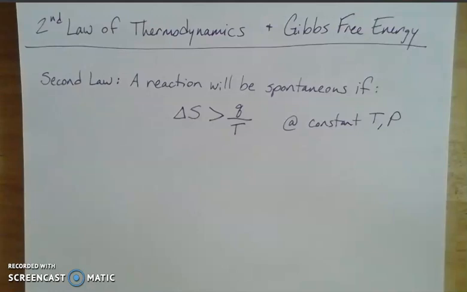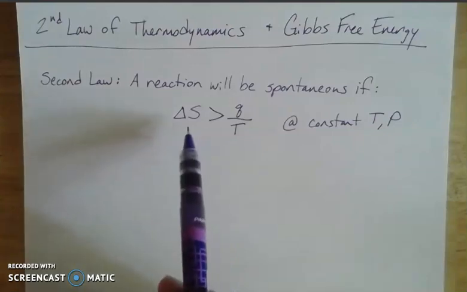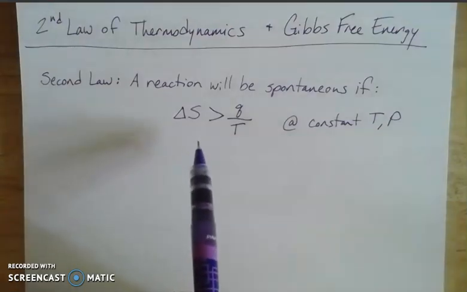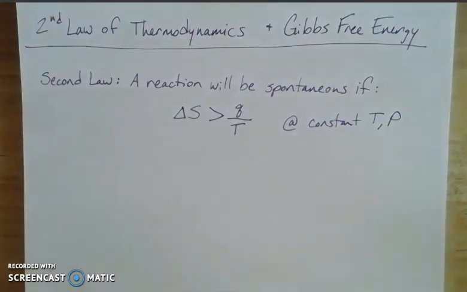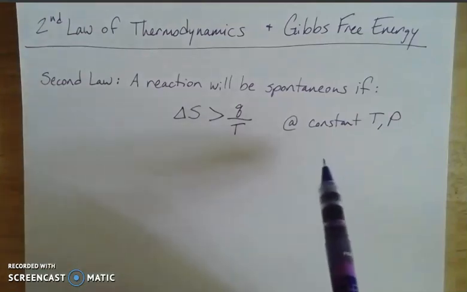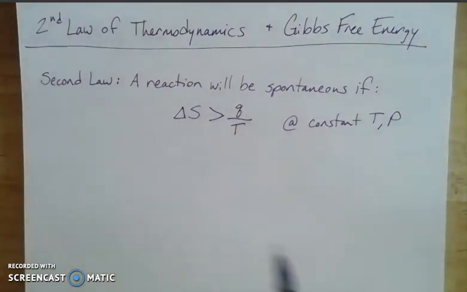And the second law of thermodynamics says that a reaction is going to be spontaneous if the change in the entropy, which we know is a big capital S here, is greater than the heat, that's Q, divided by the absolute temperature, which would be in Kelvin, of course. And that would be given that that temperature is staying the same, right? We have a constant temperature, constant pressure. If delta S is positive, then that means that the reaction is going to be spontaneous.